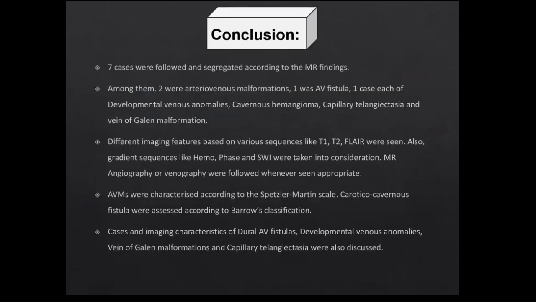In conclusion, 7 cases were followed and segregated according to the MR findings. Among them, 2 were arteriovenous malformation, 1 was AV fistula, and 1 case each of developmental venous anomaly, capillary telangiectasia, and vein of Galen malformation. Different imaging features based on sequences like T1, T2 FLAIR were seen. Also, gradient sequences like phase, SWI were taken into consideration. MR angiography or venography were followed whenever seen appropriate. AV malformations were characterized according to the Spetzler-Martin scale. Carotico-cavernous fistula was assessed according to Barrow's classification.